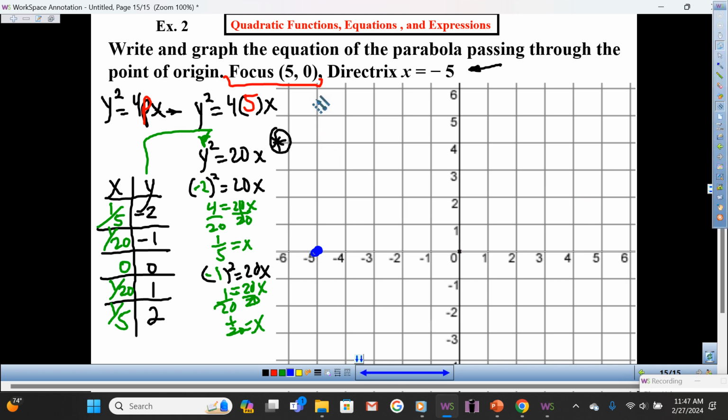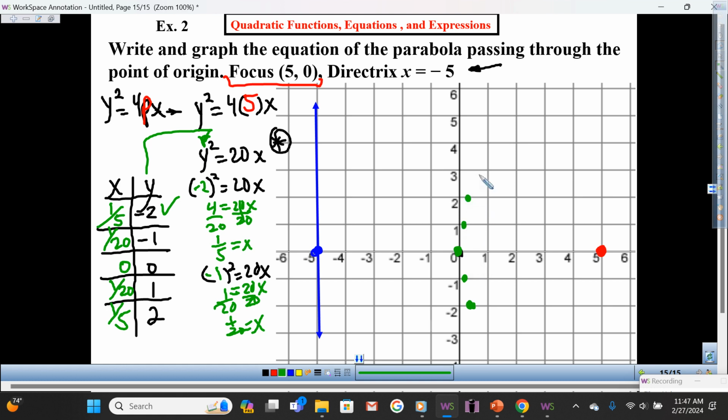All right. There it is. And then 5, 0, our focus. 0, 0. And then we plot our points. Here we go. 1/5, -2. 1/5 of x is right here. And -2 of y is down here. Next one, 1/20th of x, -1 of y. 1/20th, -1, 0, 0, 1, 1/20th, and 2, 1/5.